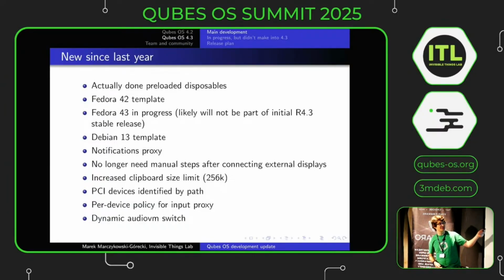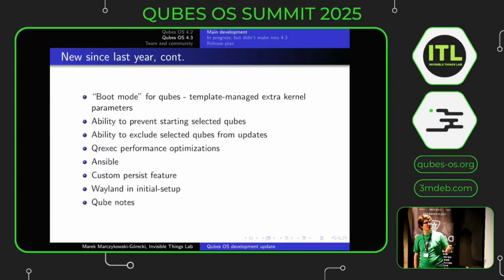So new templates. Nothing special about them. There is a notification proxy, some better support for external displays, clipboard size. This is a small change, but I think very important for some. PCI device identification, per device policy for input proxy, dynamic audio VM switch. I will talk about some of those in more detail in a moment, and there is more.